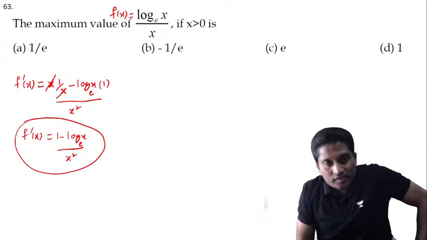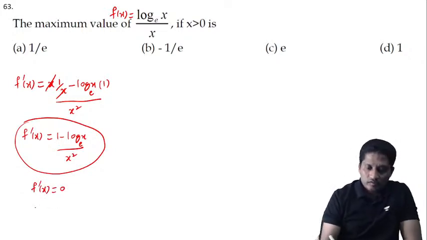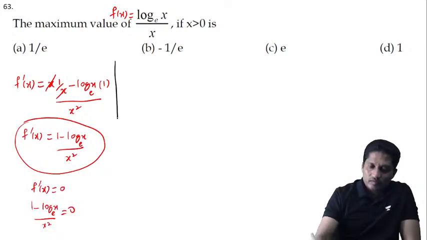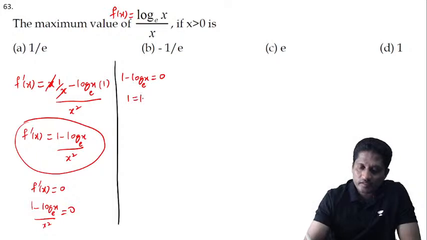Right, after finding the first derivative, I'll equate it to 0. f dash of x is equal to 0. (1 minus log x) by x square is equal to 0. From this you get 1 minus log x to the base e is equal to 0, 1 is equal to log x, x is equal to e power 1, x is equal to e.